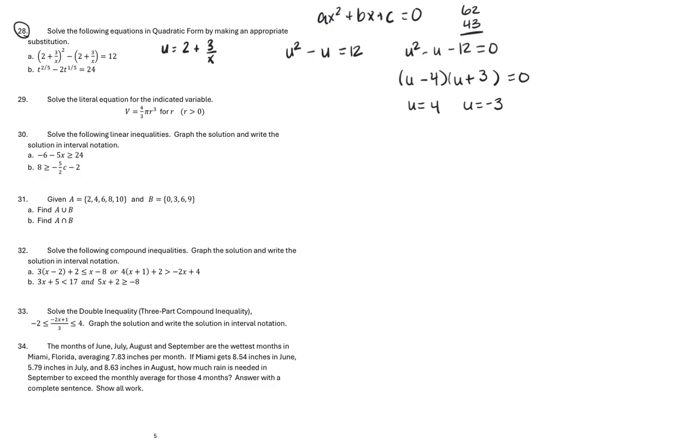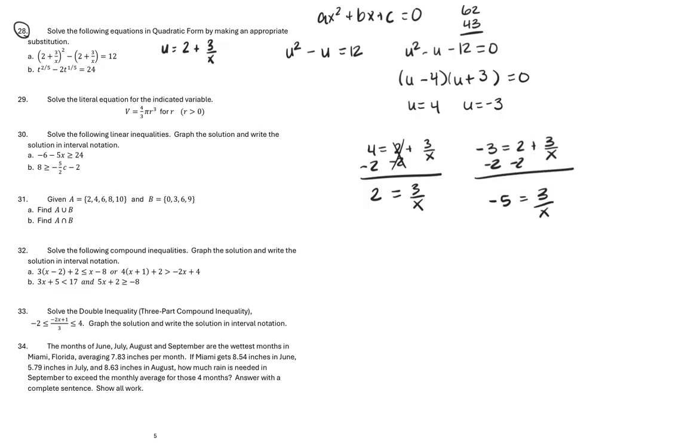And so now I have the answer for u, but I don't have it for x. So I need to set these u's equal to the original expression and solve for x. So 4 equals 2 plus 3 over x. And then I also have negative 3 equals 2 plus 3 over x. I'm going to move this 2 constant over, so I'm going to minus 2. And then I'm going to have 2 equal to 3 over x. And I'm also going to have negative 5 equals 3 over x.